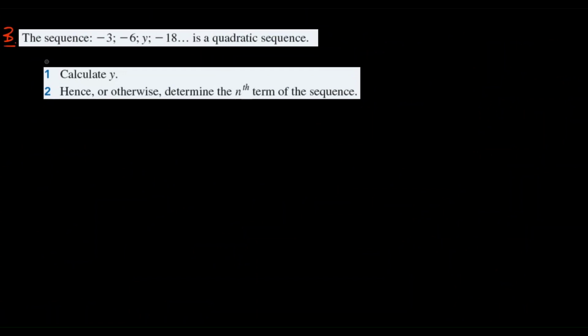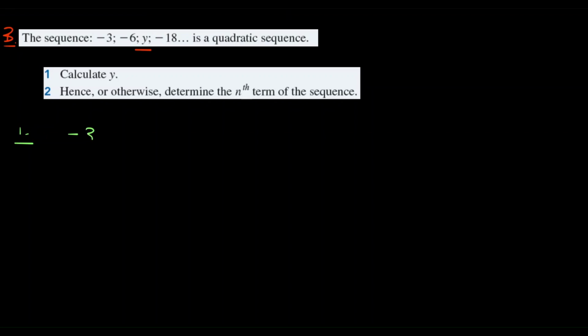In this question, we're given a quadratic sequence, and note that we have an unknown y. We are asked to calculate what y is, and hence or otherwise determine the nth term of the sequence. So when you see such a question, don't fret, don't be dismayed, don't panic. Just go back to your principles of what a quadratic sequence is, and the fundamental properties the quadratic sequence has. So we have to calculate the value of y.